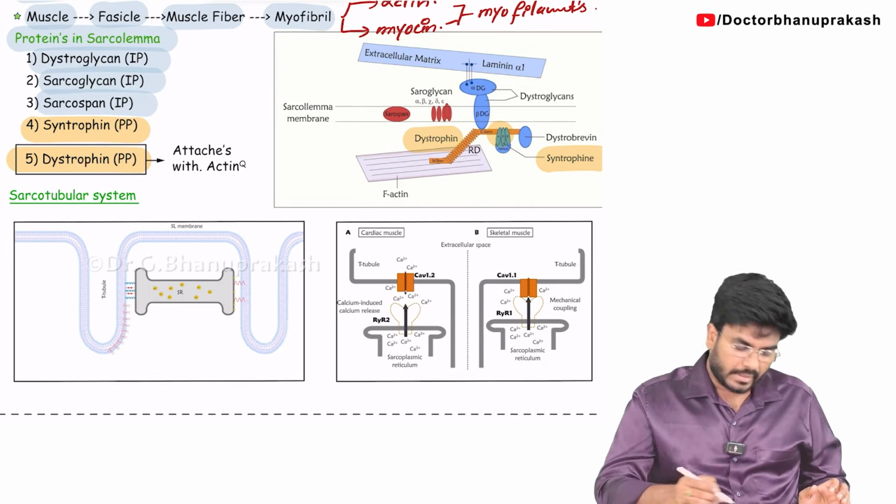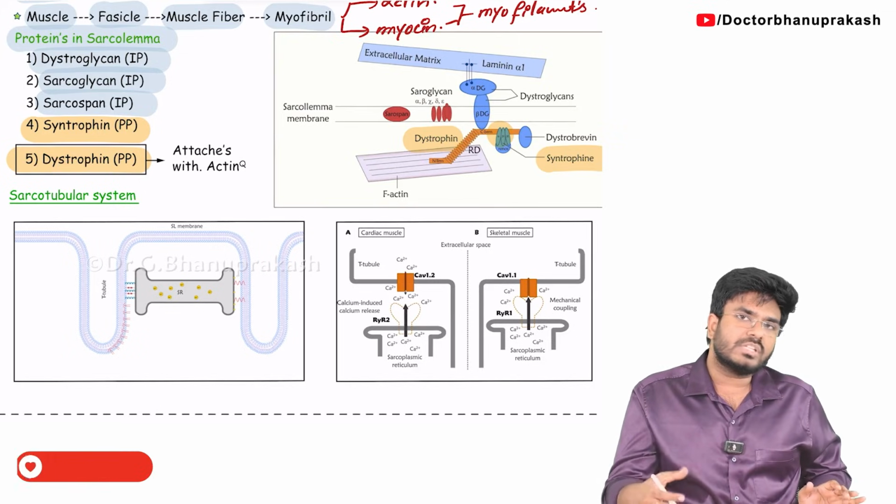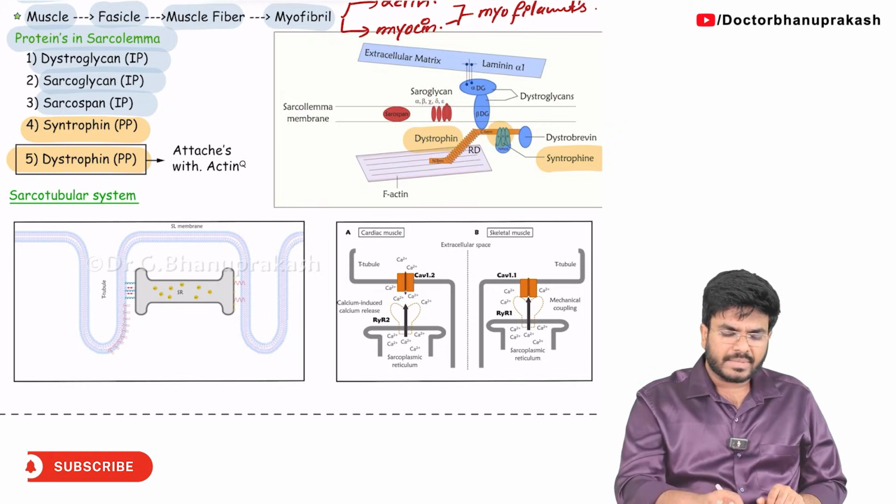Dystrophin and syntrophin. Dystrophin deficiency will lead to a disease called Duchenne's muscular dystrophy. Already we have discussed Duchenne's muscular dystrophy. Weak muscles will be seen. Complete absence of dystrophin, something like that.